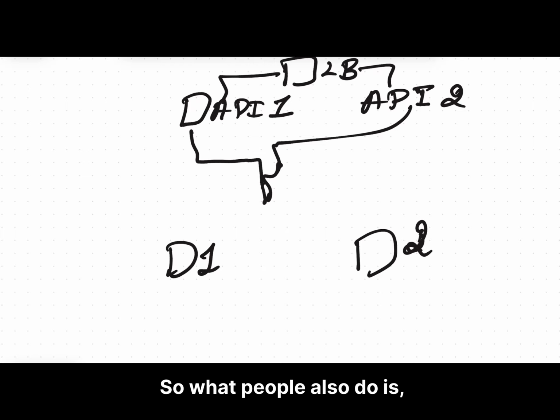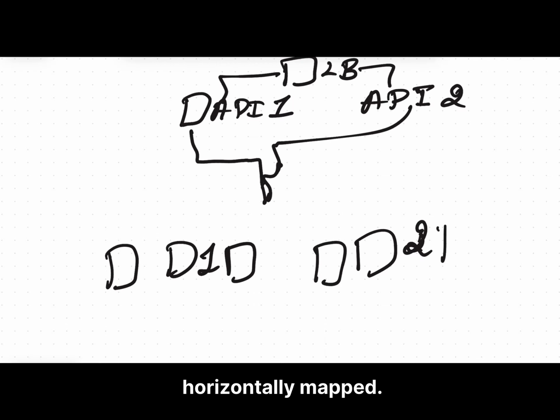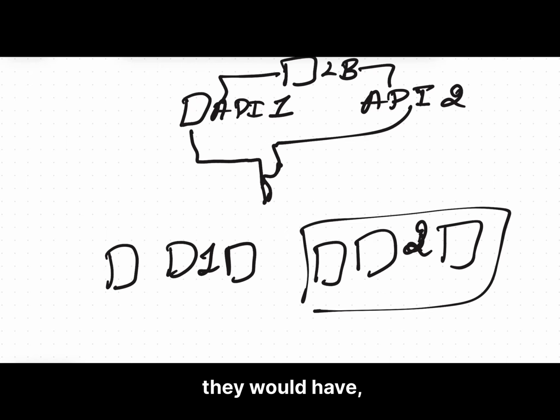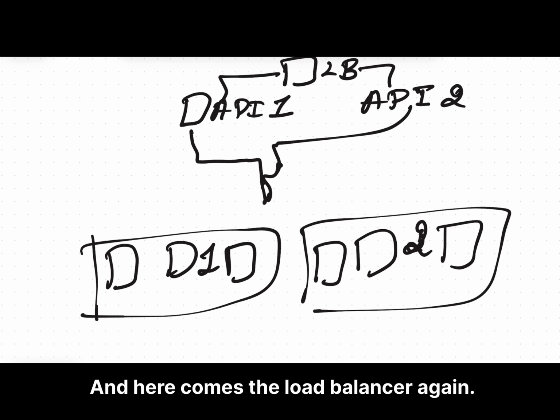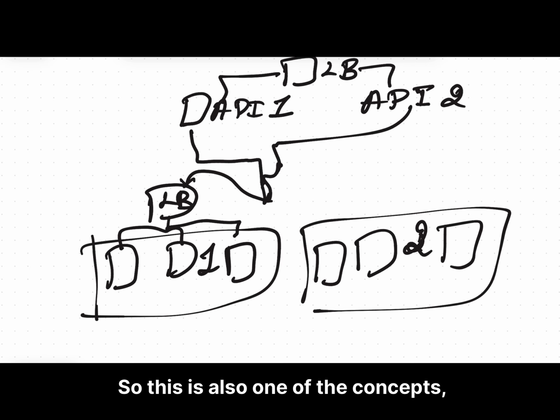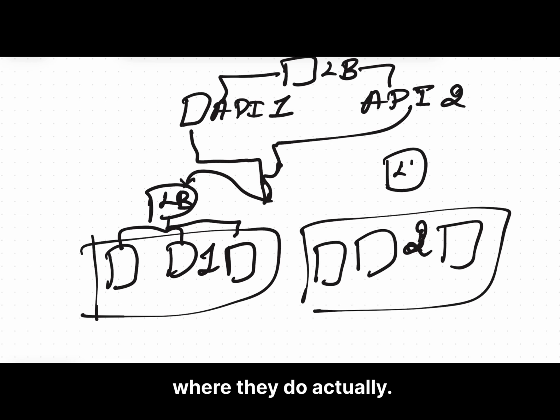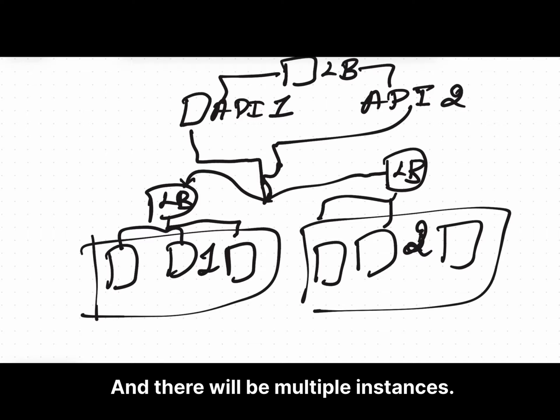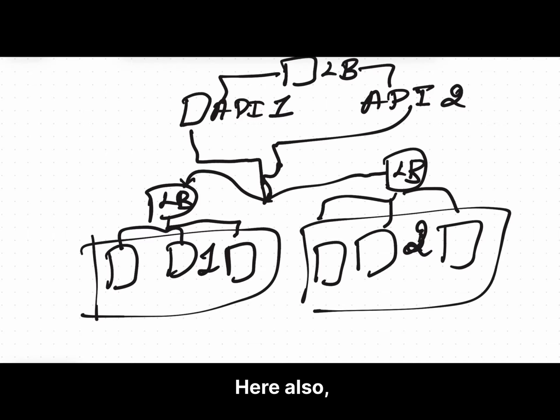So what people also do is they will have the services horizontally mapped. For this two service itself, they would have three services, and here comes the load balancer again. This will connect here to make it more reliable and scalable. So this is also one of the concepts they use. This connects here, and there will be multiple instances. Here also you can scale.